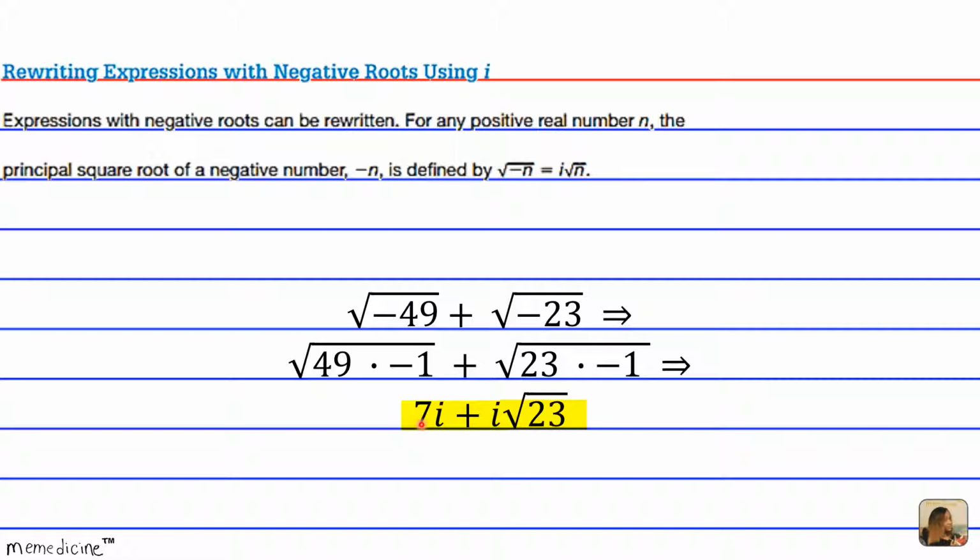The reason why this is 7i and not i radical 49 is because 49 is a perfect square. And 23 is not a perfect square, so we can just leave this as is, okay? So this is our rewritten expression, or our complex number in terms of i. All right? Okay.